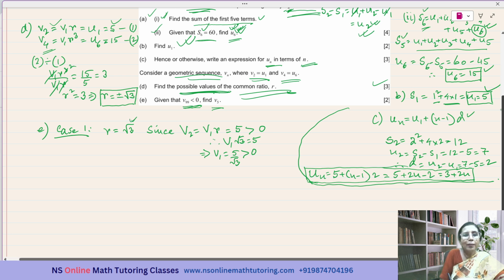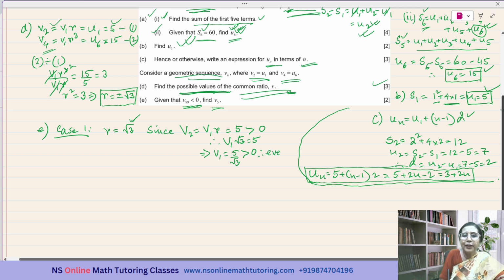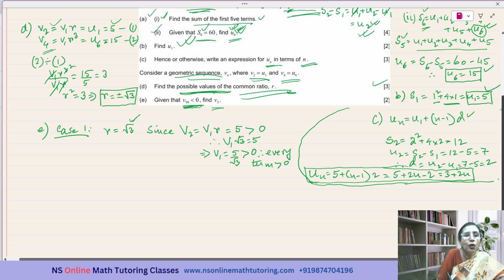When R is a positive number, we are seeing the first term is also positive. Therefore, every term is greater than 0. Because V1 is positive, R is positive, R raised to whatever power it may be will be a positive number, multiplied by V1, which is again a positive number, will give us a positive number. So every term of this geometric sequence will be greater than 0. But we are told that V99 is less than 0. So we cannot take this R value as a positive number.